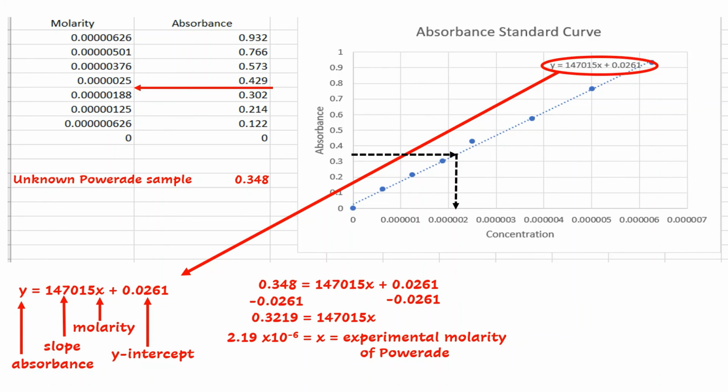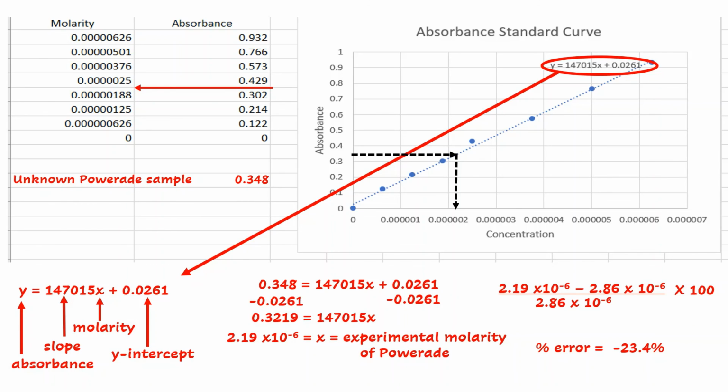Now I'm going to need to determine my percent error. Remember, percent error is experimental minus the accepted value divided by the accepted value times 100. So my experimental value was 2.19 times 10 to the negative 6. The accepted value is 2.86 times 10 to the negative 6. And so my percent error comes out to be a negative 23.4.